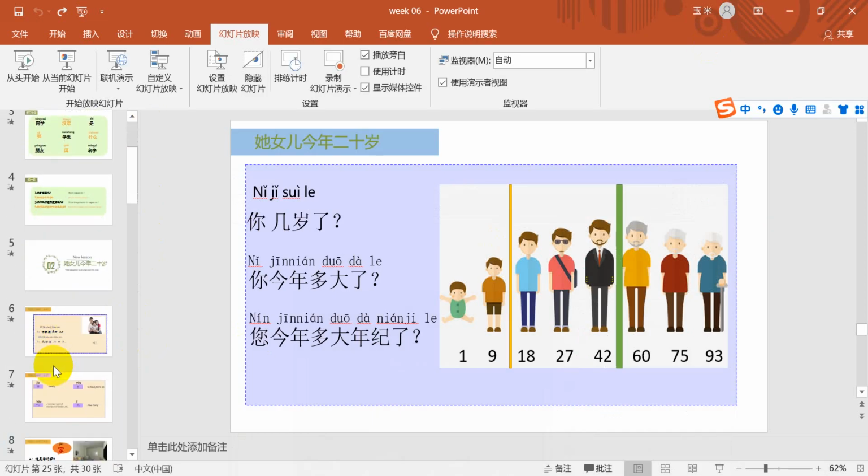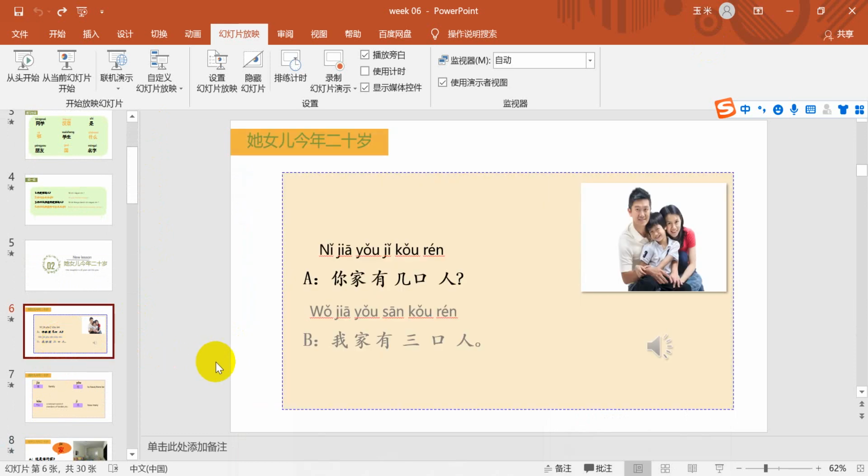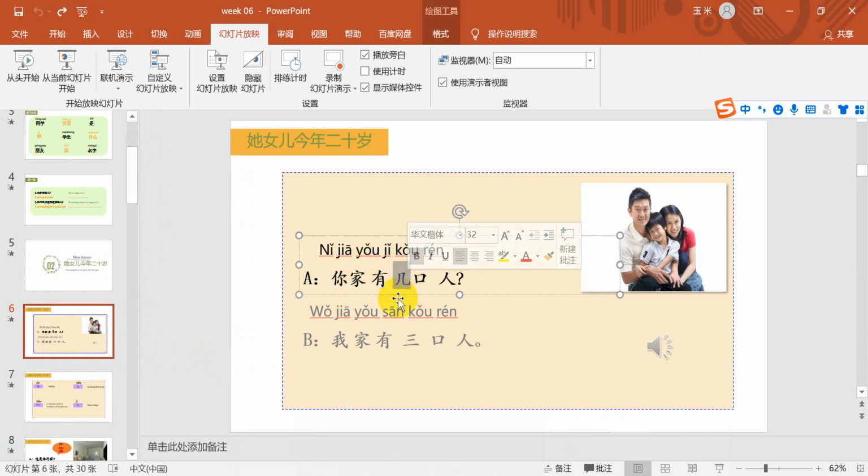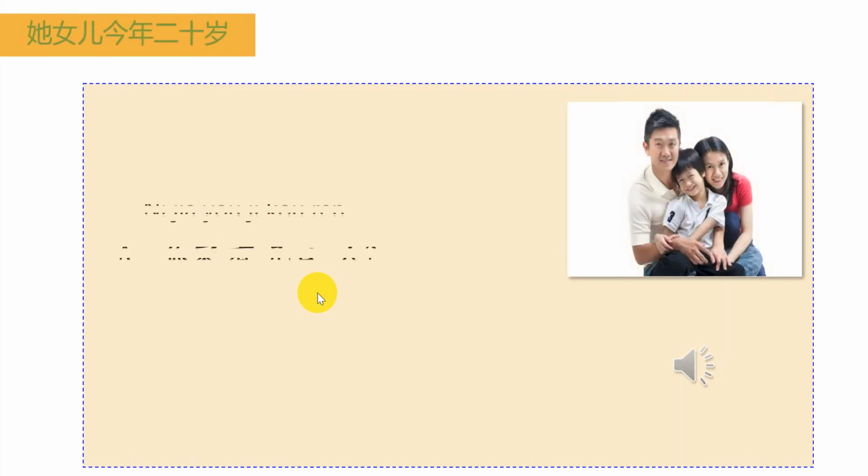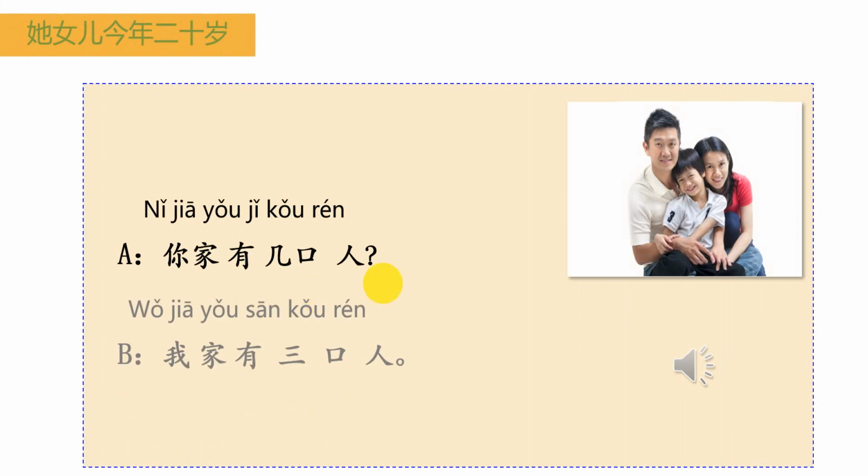Now, like this one. 你家有几口人？Yeah, 你家有几口人？Now, there also have a 几, yeah, 几岁, 几口？Yeah, so it means how many. Okay. We can see this one again. Listen once time. 课文1. Text 1.